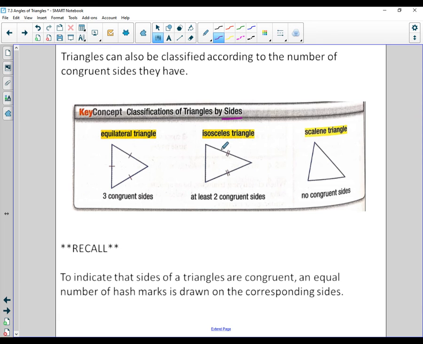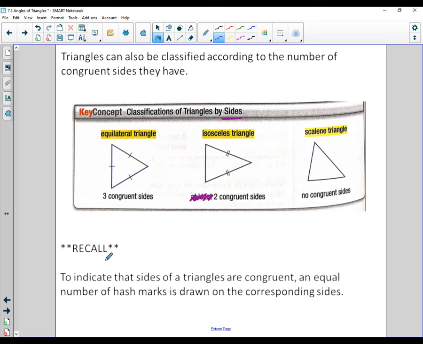An isosceles triangle has at least 2 congruent sides, and I don't really even like this word at least. I just like 2 congruent sides. So an isosceles triangle has 2 congruent sides. And we'll see these are the 2 ones that are the same here. Now a scalene triangle is one that has no congruent sides. So none of them are the same.